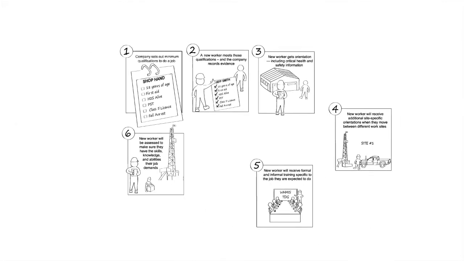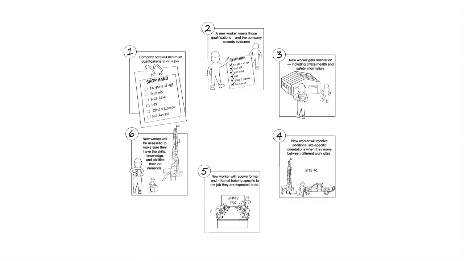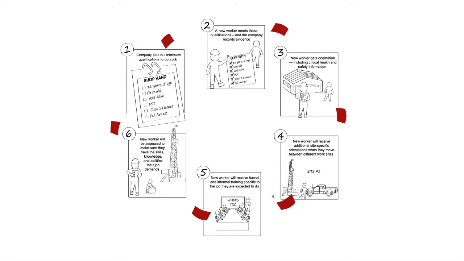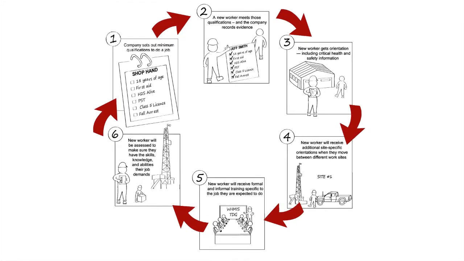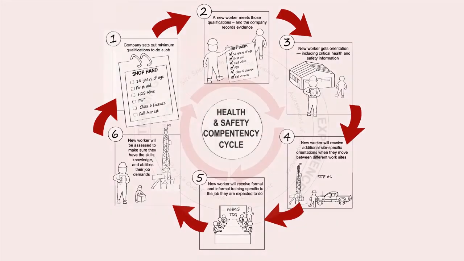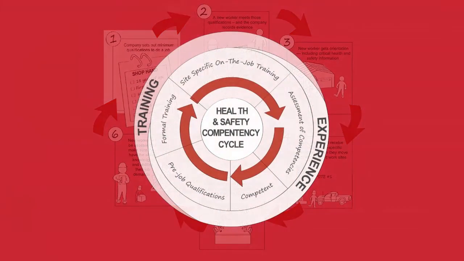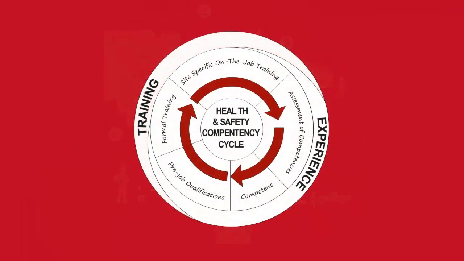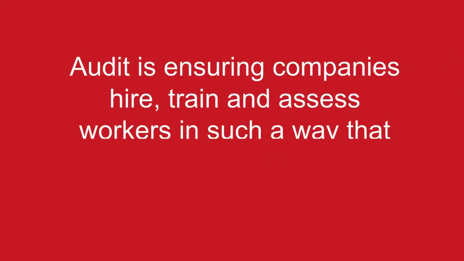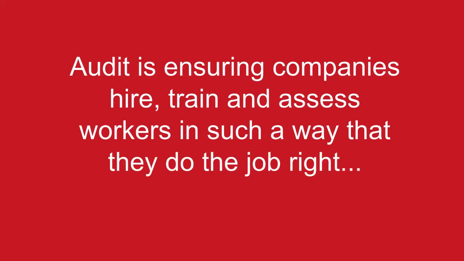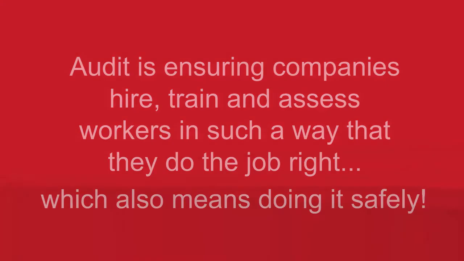Workers progress, take new positions, change their job descriptions, move on or move in from another company, and from both an HR and health and safety perspective, you want ongoing growth in your people. The competency cycle diagram is one way we can picture what we're trying to accomplish through our qualification, orientation, training, and competency assessment systems. But remember the safety maxim: only what gets measured gets done. In Element D, the audit is ensuring that companies hire, train, and assess workers in such a way they do the job right, which also means doing it safely.